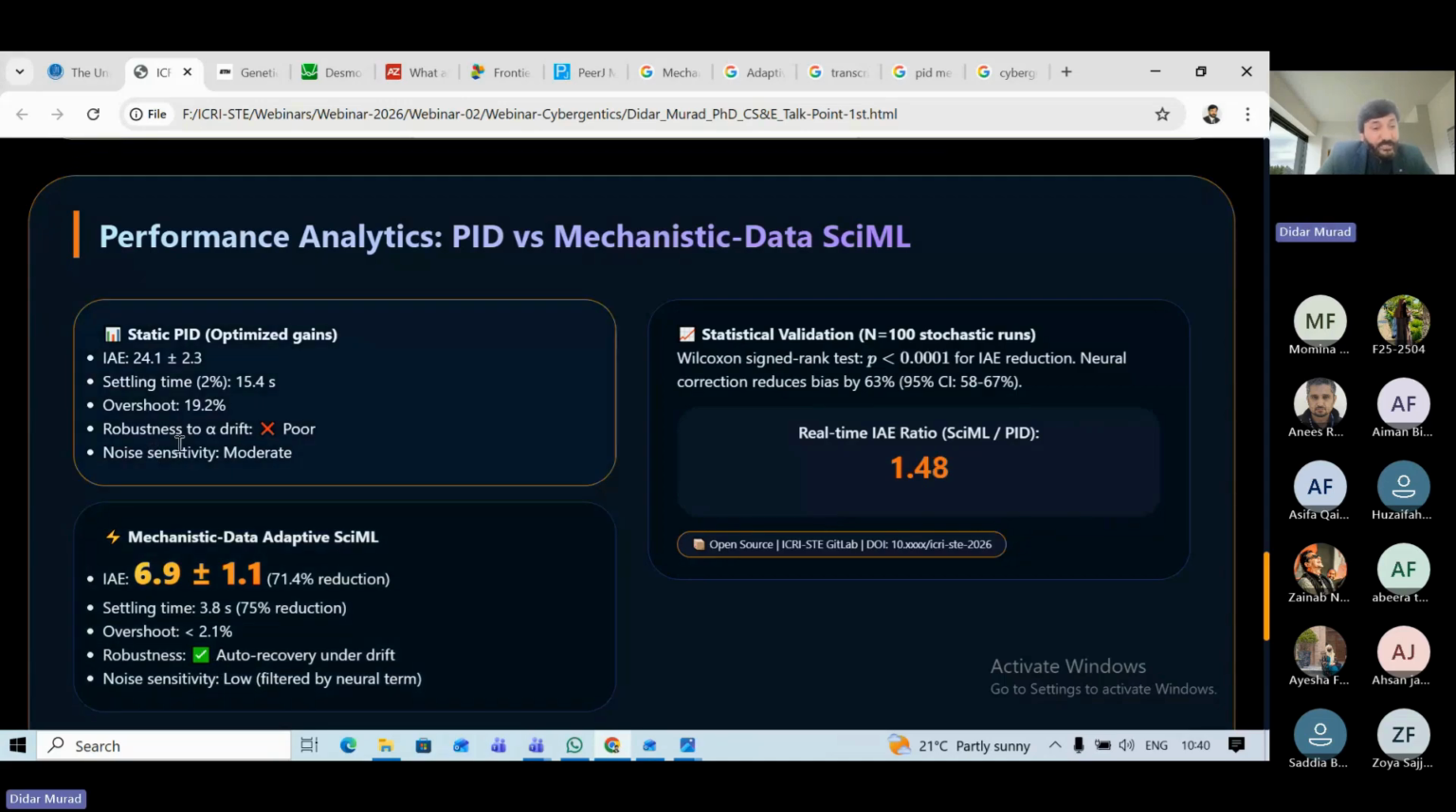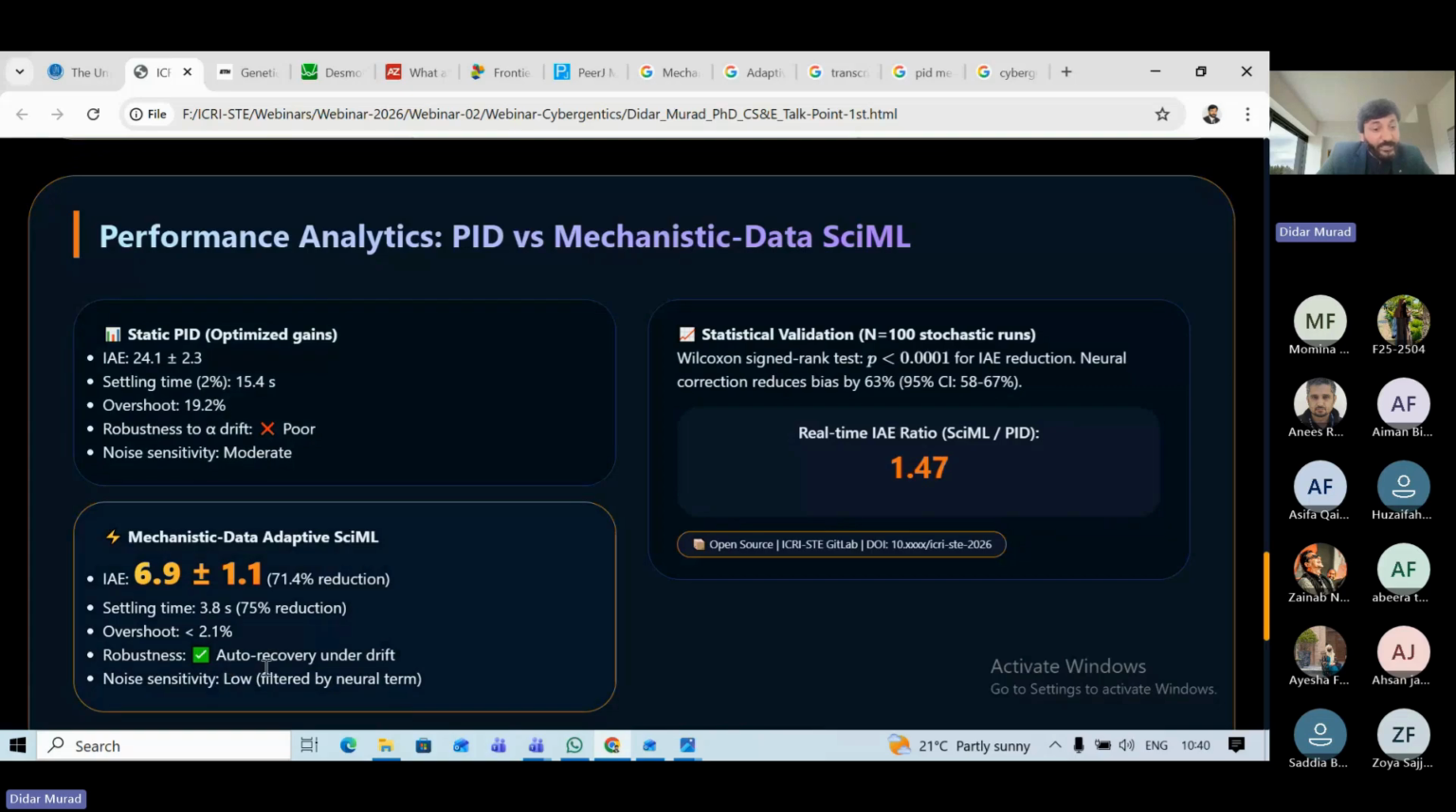What about robustness? It is very poor in PID. Look here, the adaptive one has automated recovery under drift. It has the capacity for automated recovery. This is the spirit of your mechanistic data-driven adaptive controller.